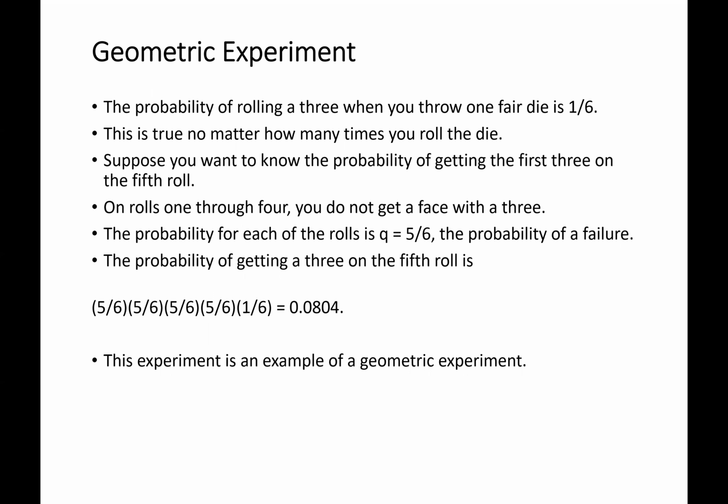So the probability of getting a 3 on the 5th roll is the probability that I don't get a 3, and I don't get a 3, and I don't get a 3, and I don't get a 3, and I get a 3. So we multiply these probabilities together. So it's 5/6 times 5/6 times 5/6 times 5/6, the probabilities that we don't get a 3, times the probability that we do get a 3, which is 1/6. So 4 failures, then a success. This is an example of a geometric experiment.